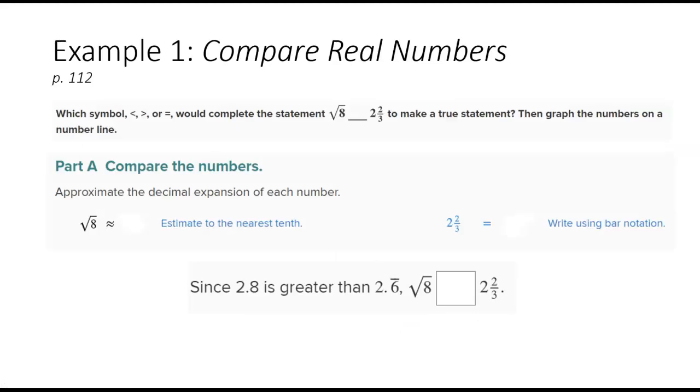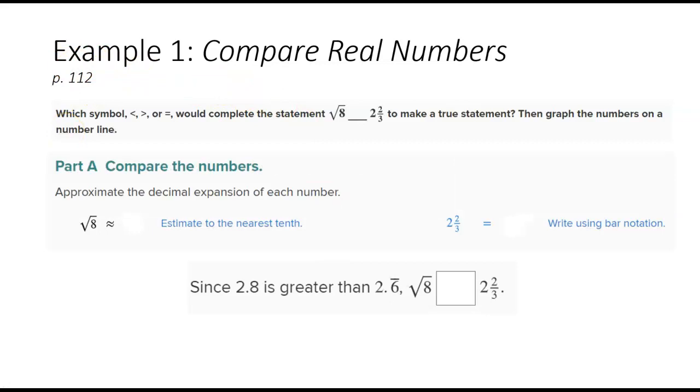So you'll see problems like this, and we are going to figure out which symbol, less than, greater than, or equal to, would complete the statement, square root of 8, blank, 2 2/3. So the first thing we have to do is find the decimal expansion of each number. And again, you can fill in these blanks on page 112. So the page number is listed up here.